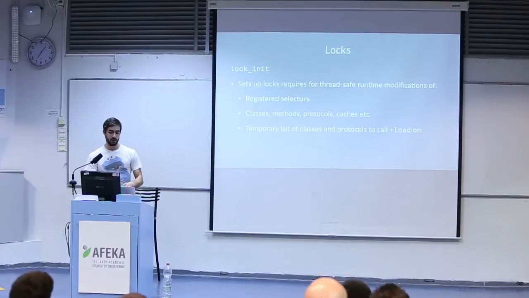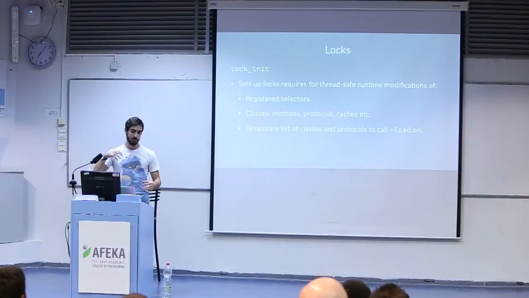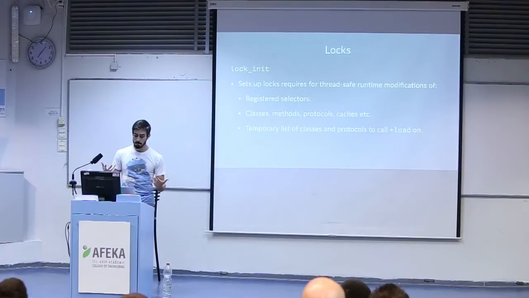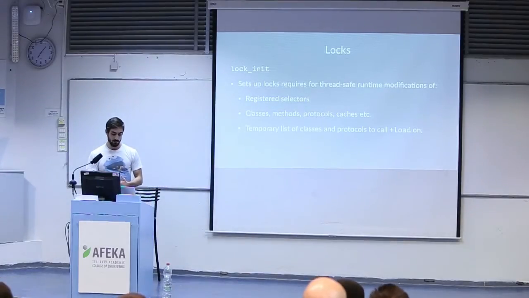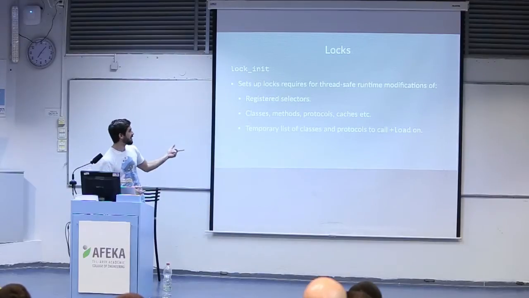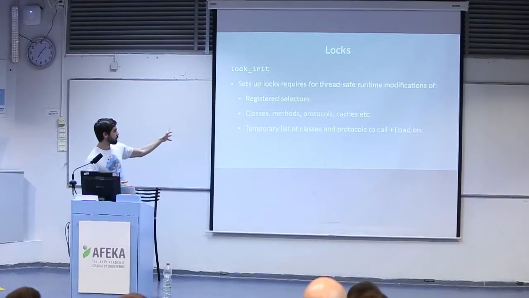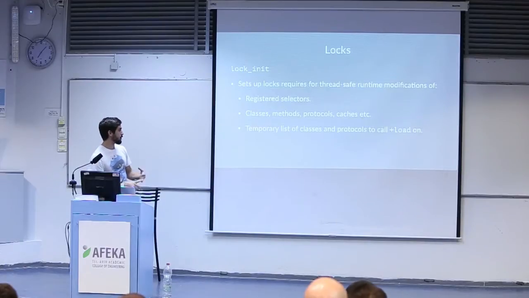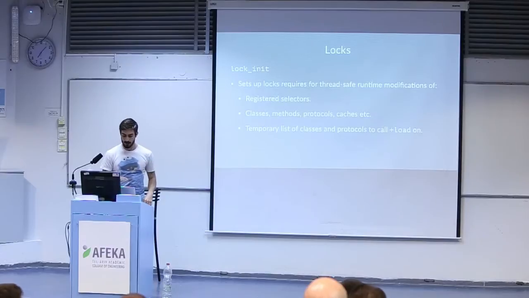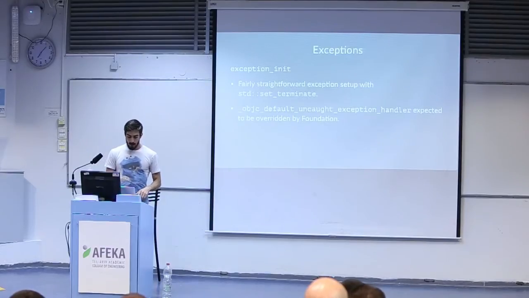Then the next step initializes all the locks, because this whole story has to be highly concurrent and dynamic. There are tons of locks in place to ensure that. Well, not tons, it's really three of them. First is the selectors lock. Then there is the runtime-wide lock for runtime-wide entities such as classes, methods, and caches. And the last lock is for working with a temporary list of classes as they are being loaded.